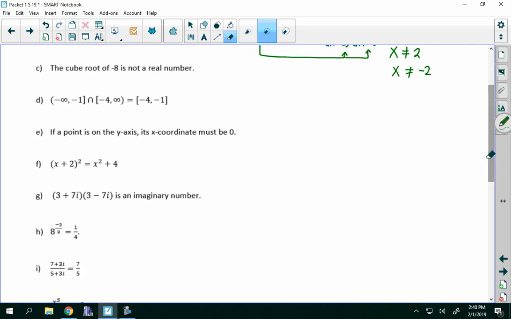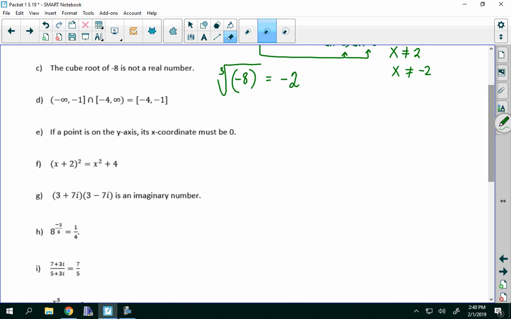C. The cubed root of negative 8 is not a real number. Okay, so a real number is a number that exists on our number line. And so we have to look at the cubed root of negative 8. So is there a number I can multiply 3 times to get negative 8? And the answer is yes, negative 2. And negative 2 certainly is a real number.